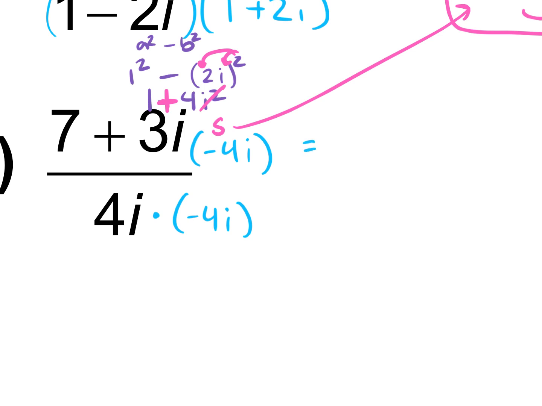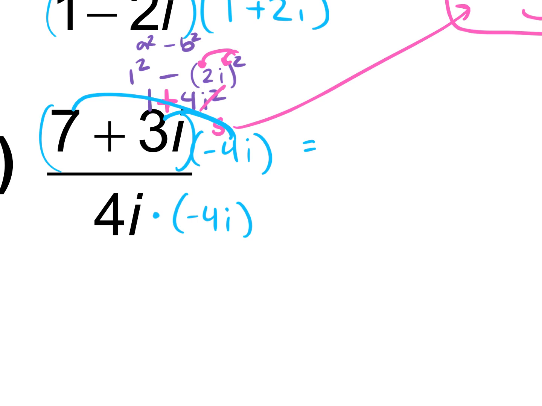So how would I multiply 7 plus 3i times negative 4i? What would I have to do? Am I foiling? Do I have a binomial times a binomial? Do I have to foil? Just multiply the negative 4i. So we distribute? Yeah.